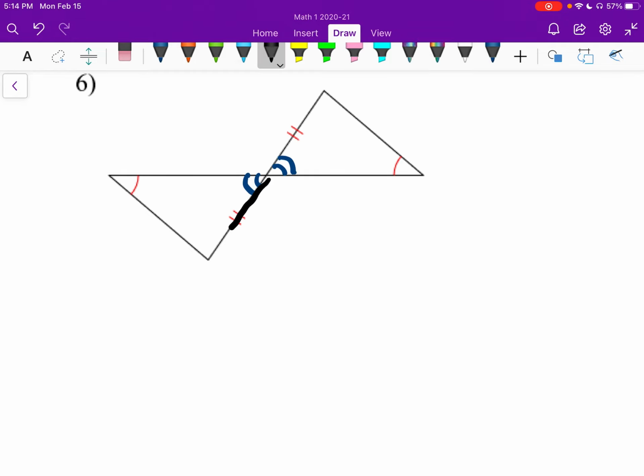We know that this side and this side are congruent. We know that this angle and this angle are congruent. We have 2 of the angles listed, so we could also mark in the third one, right? Just like what we did in number 5. So I could mark in, well, this one has to be congruent also.